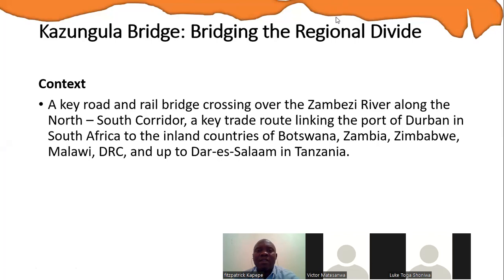Okay, so let's look at this particular project, the Kazungula Bridge. This project was funded by a number of countries. What's the context of the project? It's a key road and rail bridge crossing over the Zambezi River along the north-south corridor. Okay, so this is basically the context of this particular project. I know you know it, so I will not take a lot of time.